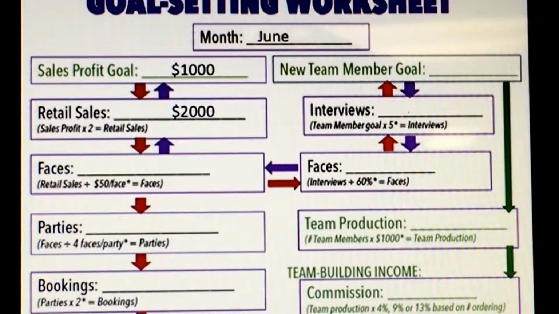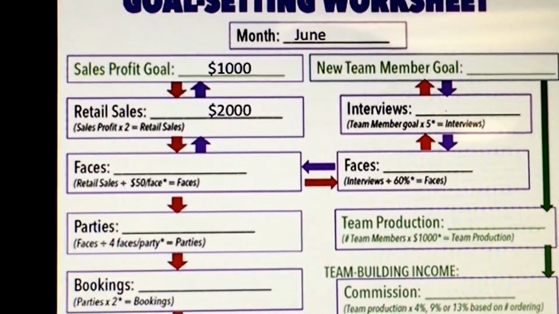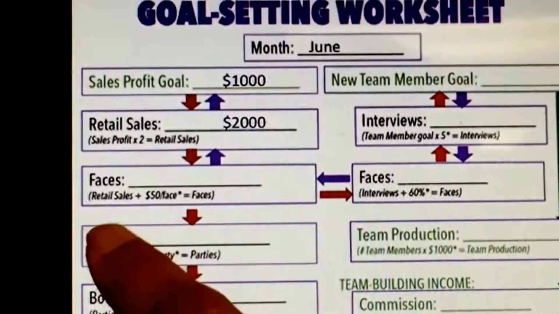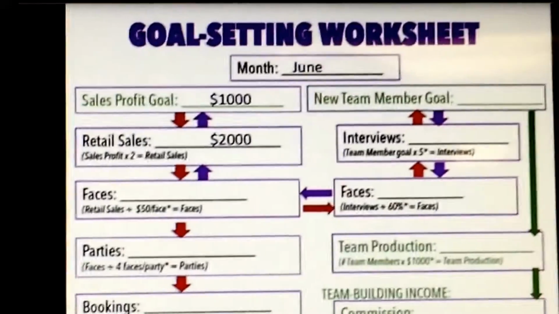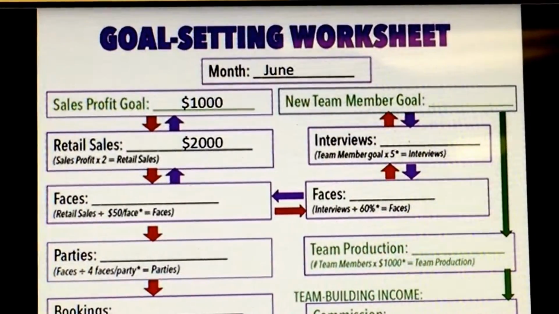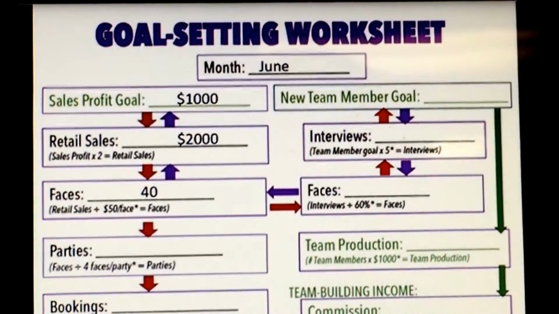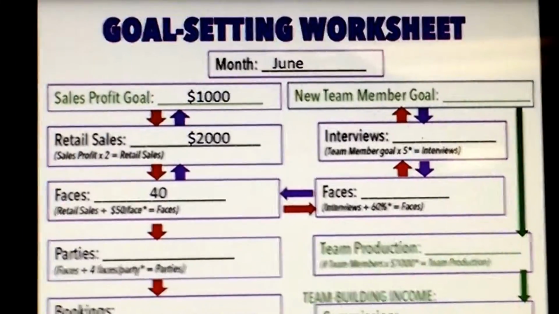So now taking the average of $50 a face, the averages are right down below. So here we go, retail sales divided by $50 a face is going to tell you how many faces you need to do in order to sell $2,000 of Mary Kay. So 2,000 divided by 50, break out your calculator, is 40, okay?